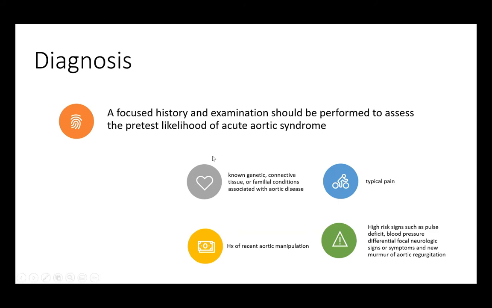The prescription for a successful diagnosis is usually just to have a high index of suspicion. So a focused history and examination should be performed to assess the pretest likelihood of aortic dissection. Some of the triggers that should make the clinician think of aortic syndromes are non-genetic connective tissue disease or familial conditions associated with aortic disease, typical chest pain presentation of aortic agony, history of recent aortic manipulation, high-risk signs such as pulse deficit, blood pressure differential, focal neurological signs, and new murmur of acute aortic regurgitation.